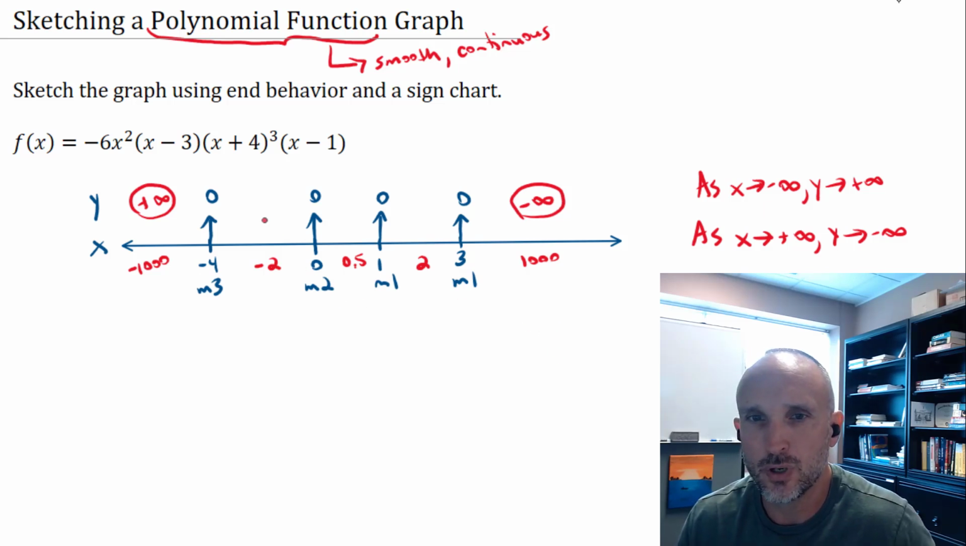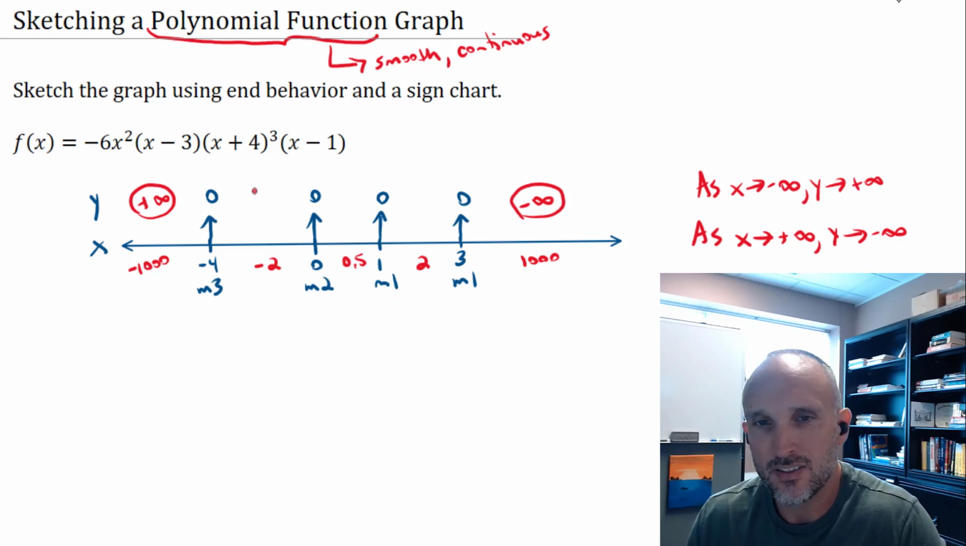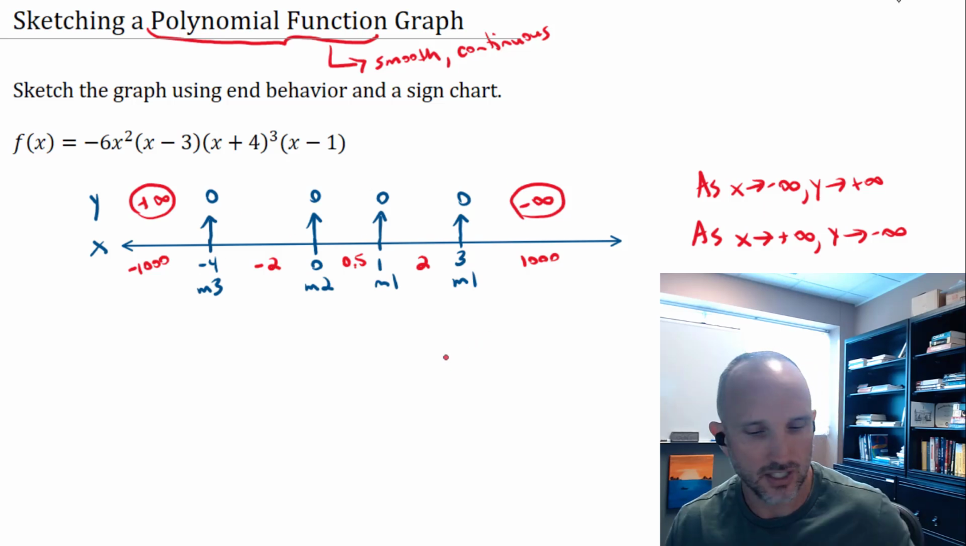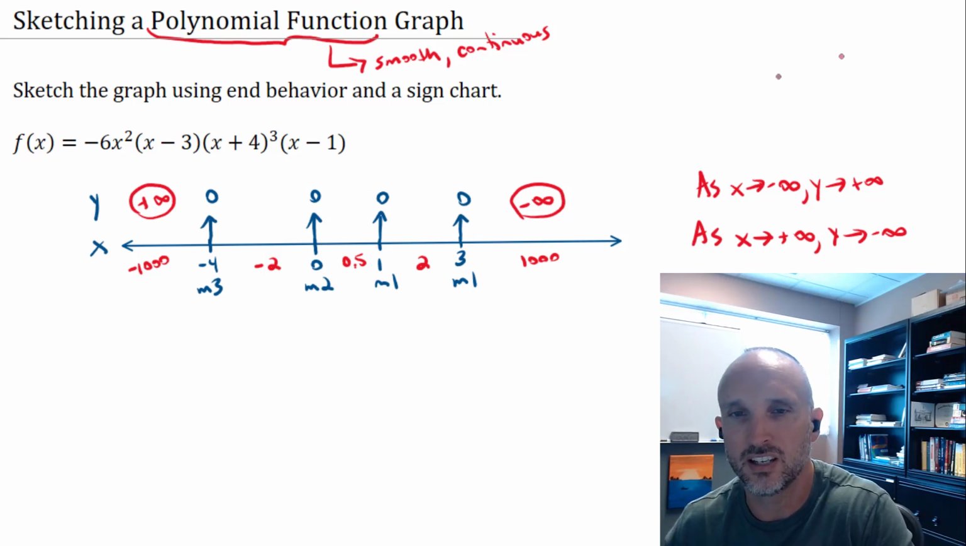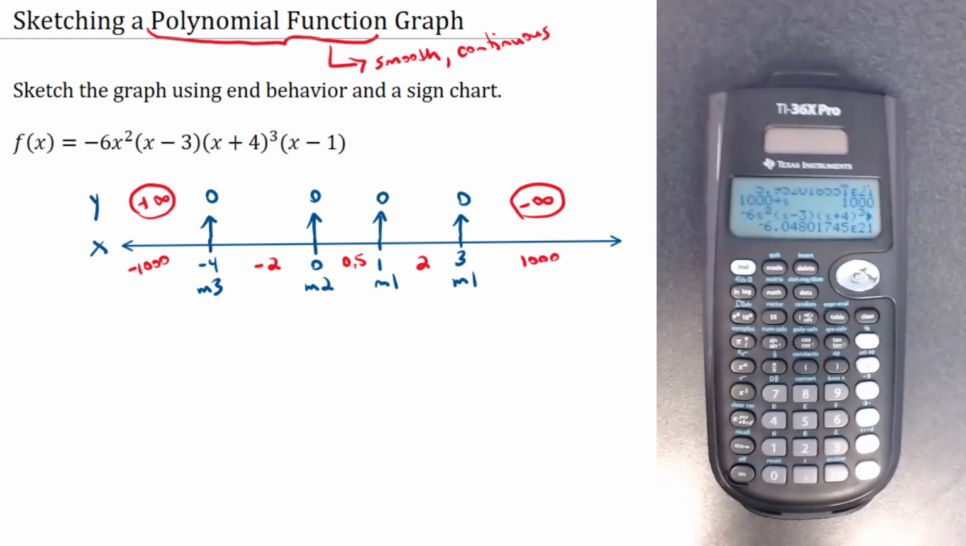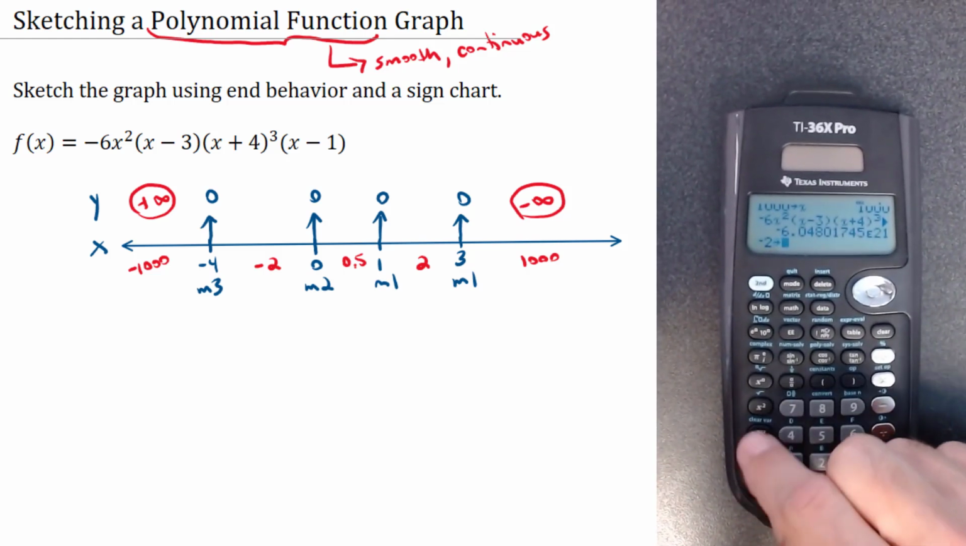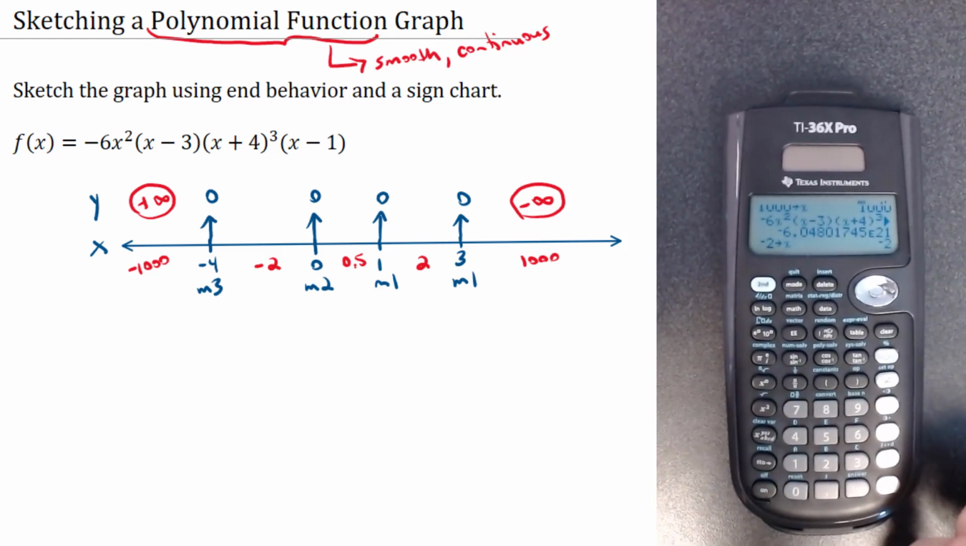Now I'm going to go through and plug in all the middle x values to find the middle behavior of our function. And now these parts of our function are only going to be positive or negative. They're not going to go to infinity because the graph has to be smooth, continuous, and connected. Okay, so let's go ahead and plug in -2 for x on the calculator. All right, so -2, store x, enter.